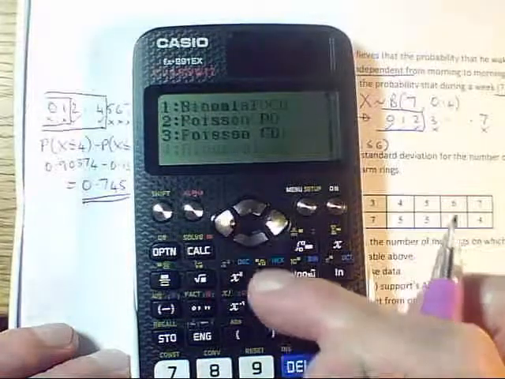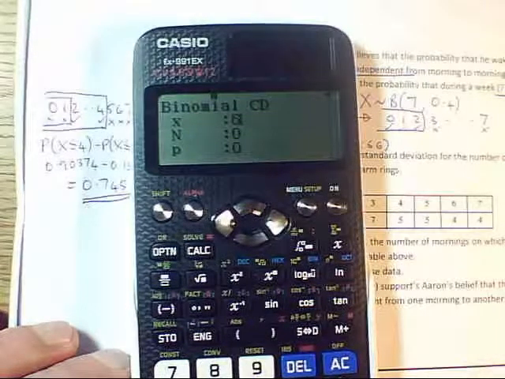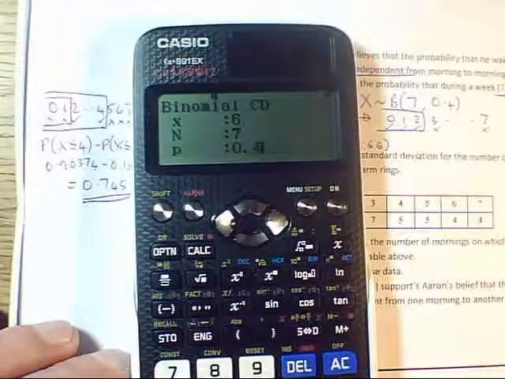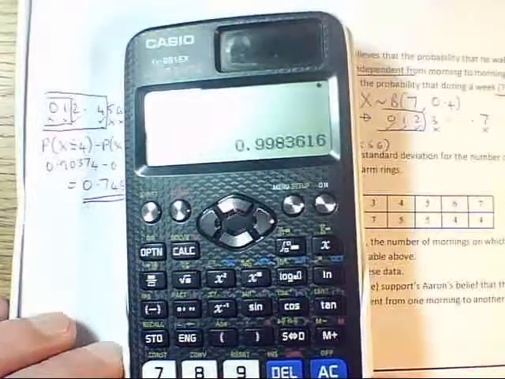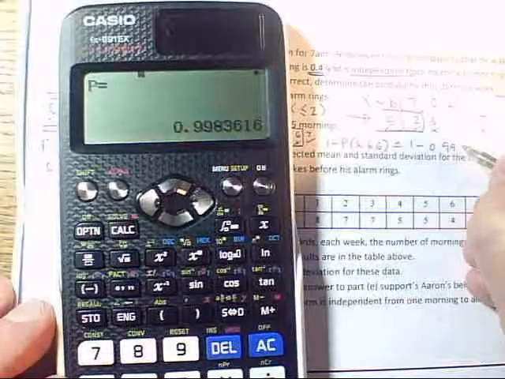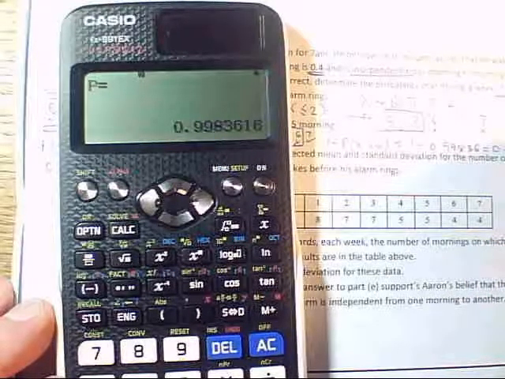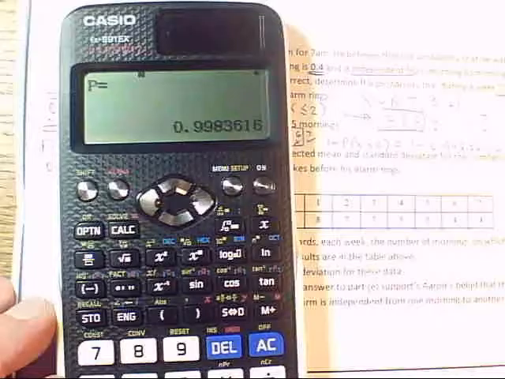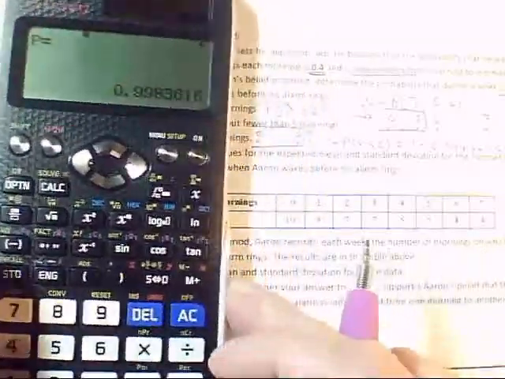So 7, second screen, binomial CD, and I need to start again with x is 6, anything up to 6, n is 7, p has always been 0.4, and I'm getting the probability of 0.99836. So I need to do 1 minus 0.99836, which is 0.00164, which I think is correct to 5 decimal places. So even though it's only 3 significant figures, I think I'm going to be alright giving my answer like that.